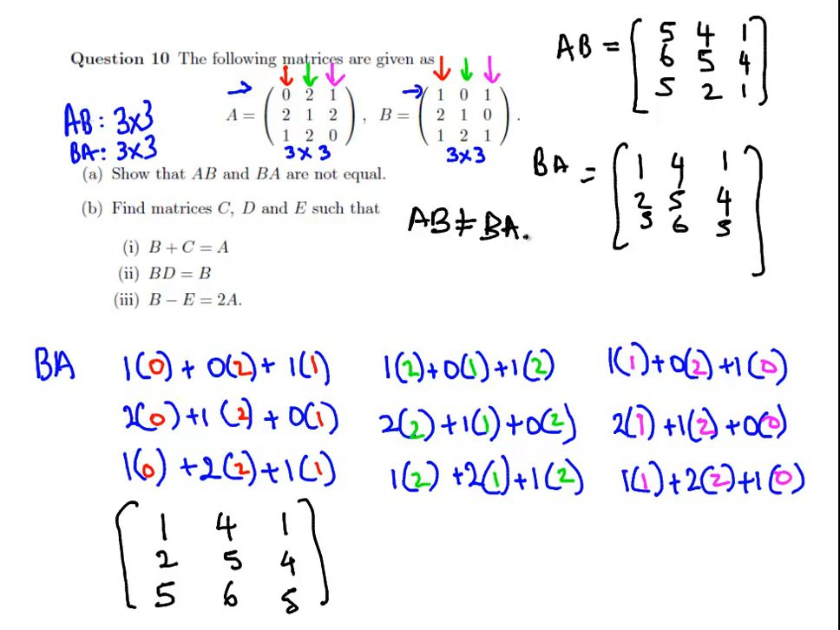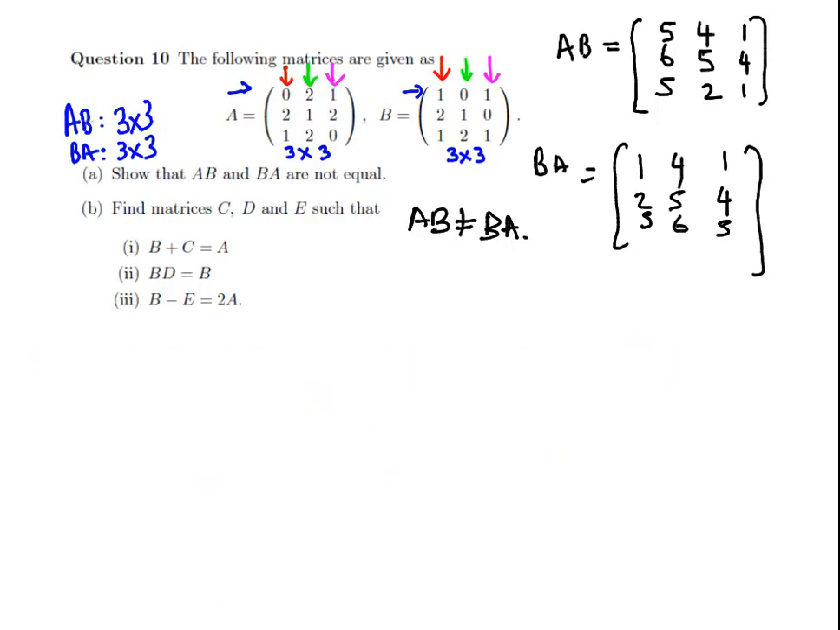The next part is find the matrices C, D, and E. So I'm just going to clear the screen and we'll start up here again. The first one is B plus C equals A, and we have to find the matrix C. Now, what we're interested in is C, so we can rearrange this expression to state C equals A minus B.